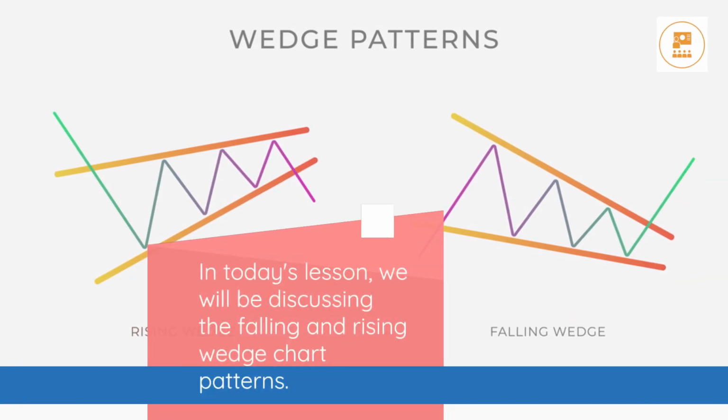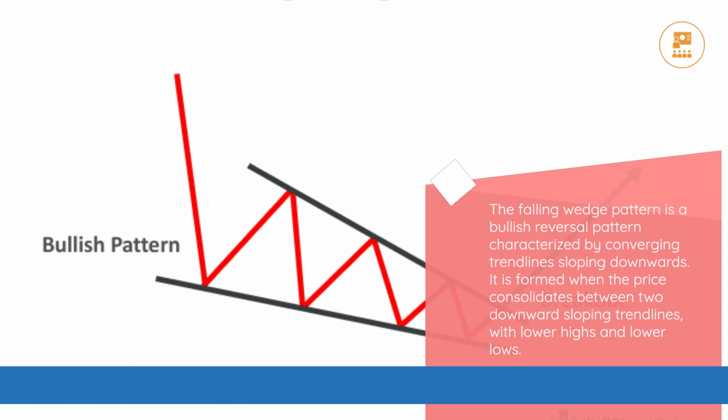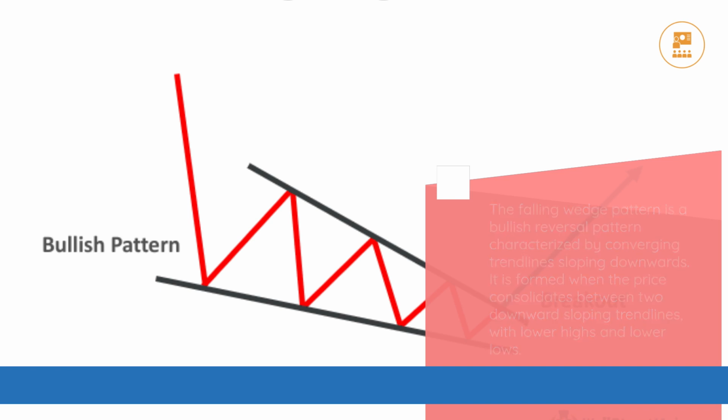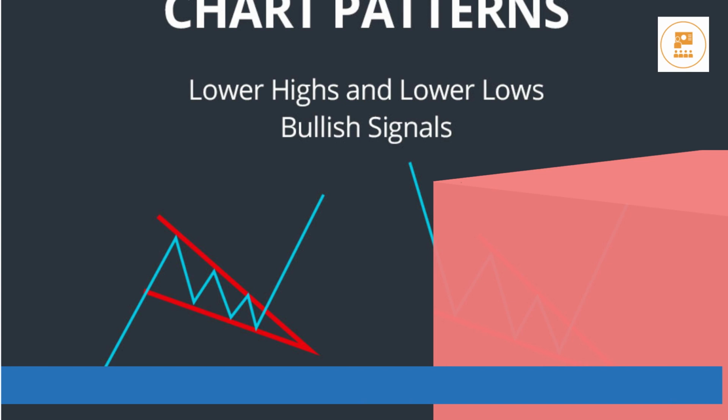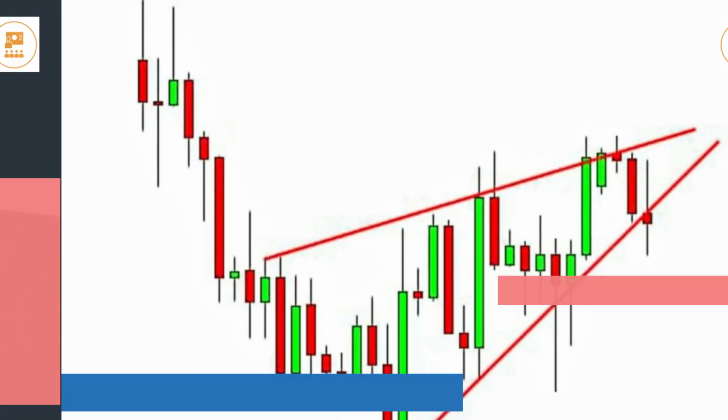In today's lesson, we will be discussing the falling and rising wedge chart patterns. The falling wedge pattern is a bullish reversal pattern characterized by converging trend lines sloping downwards. It is formed when the price consolidates between two downward sloping trend lines, with lower highs and lower lows. This pattern suggests that the selling pressure is weakening, and buyers may soon take control of the market.